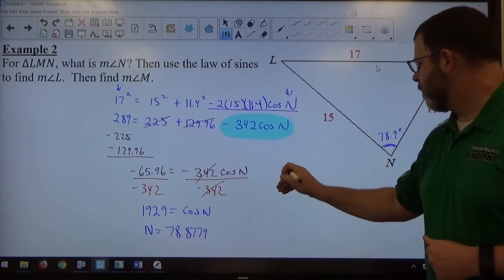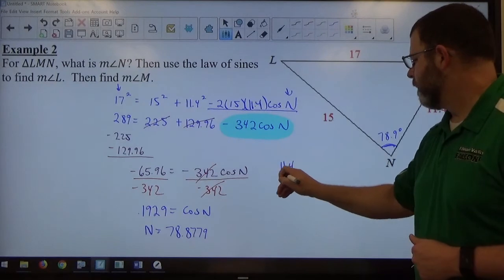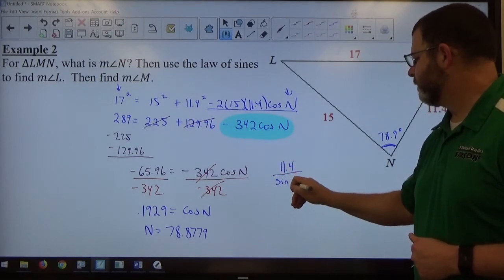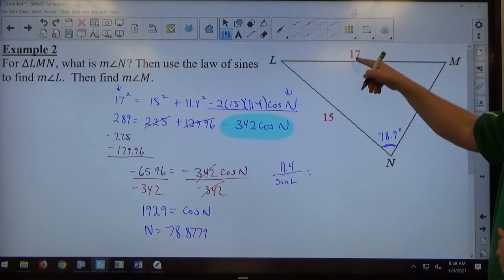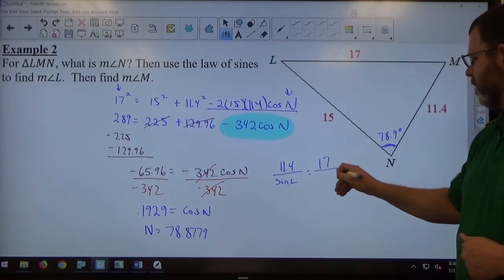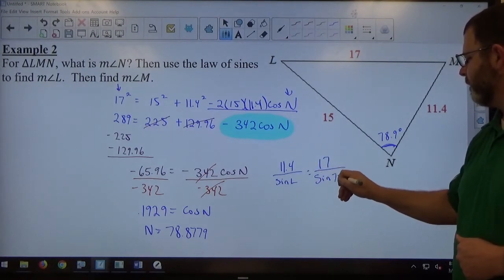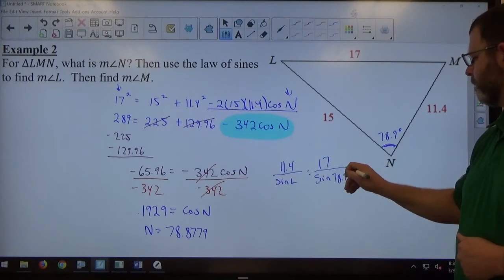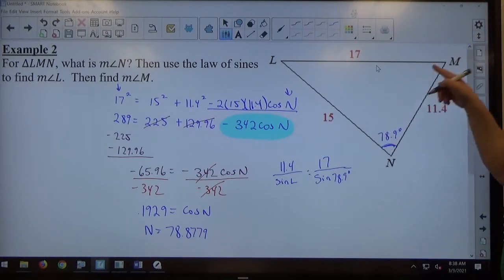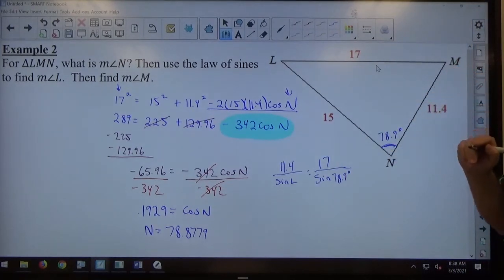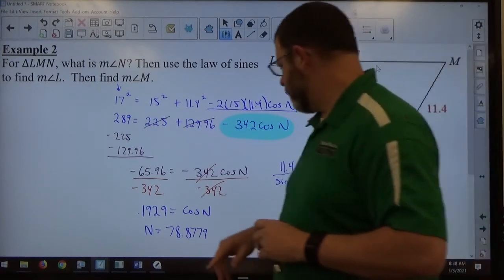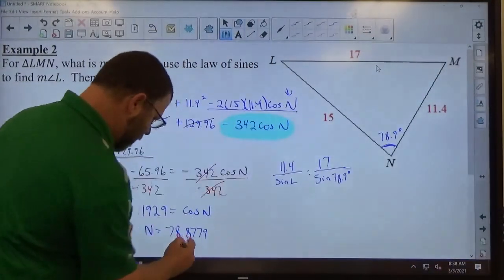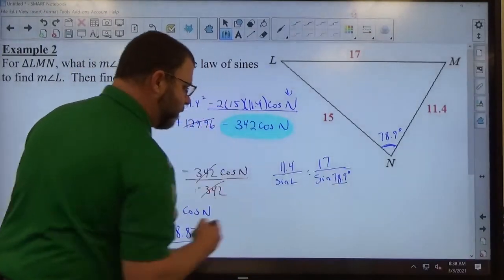So 11.4 over sine of L equals 17 over sine of 78.9. That, of course, would equal 15 over sine of M, but I'm going to subtract from 180 to find M. Once you find one angle, use law of sines to find another angle, then subtract from 180 to find the third angle. That's usually the most efficient way. But again, I might actually use this instead of that.